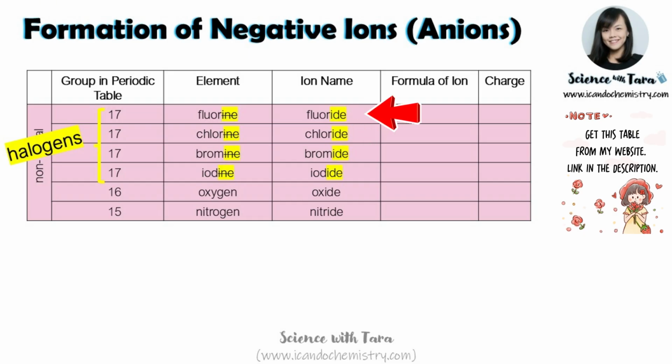So for example, instead of fluorine, we will call the ion fluoride. Same thing for oxygen. For group 16 elements, we will change the name from oxygen to oxide. So remove part of the name and replace it with IDE. For nitrogen, we call it nitride. We'll replace part of the name with IDE. So we have fluoride, F-, chloride, Cl-, bromide, Br-, and iodide, I-.